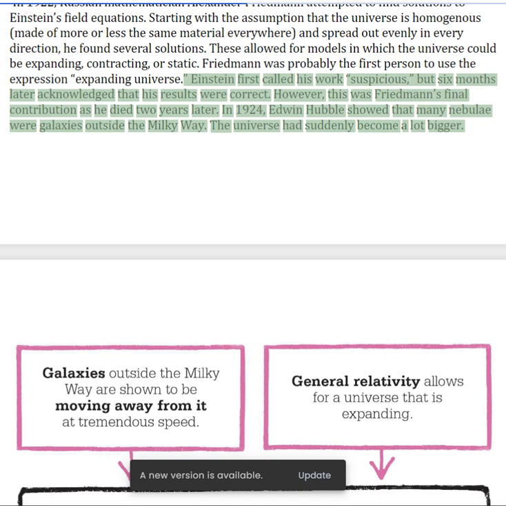Einstein first called his work suspicious, but 6 months later acknowledged that his results were correct. However, this was Friedmann's final contribution as he died 2 years later. In 1924, Edwin Hubble showed that many nebulae were galaxies outside the Milky Way. The universe had suddenly become a lot bigger.